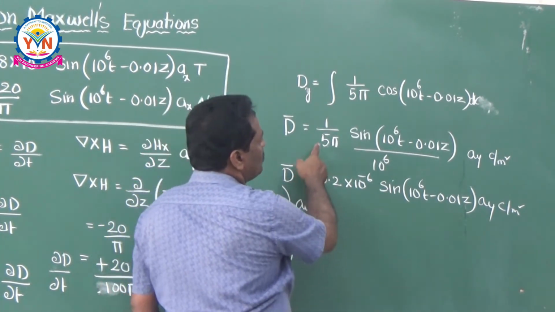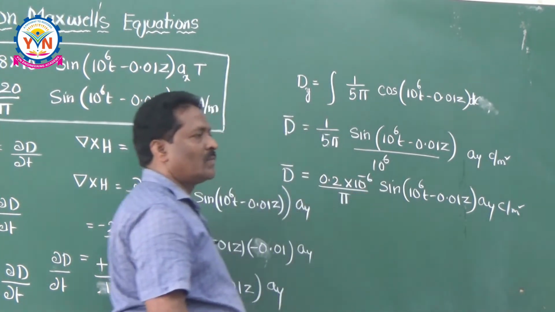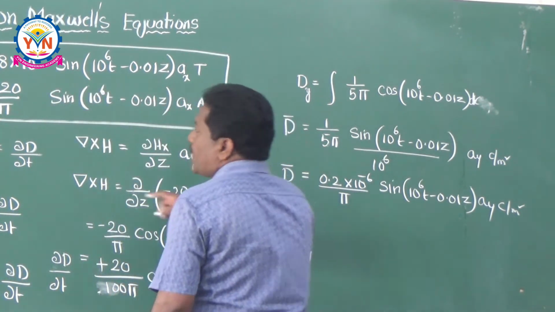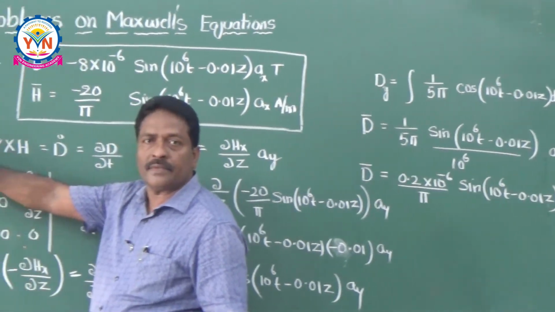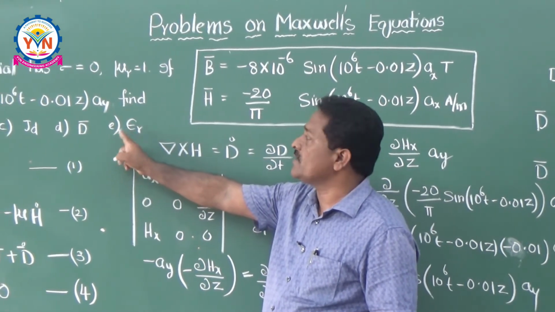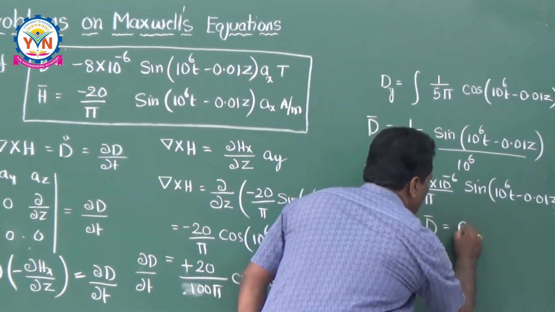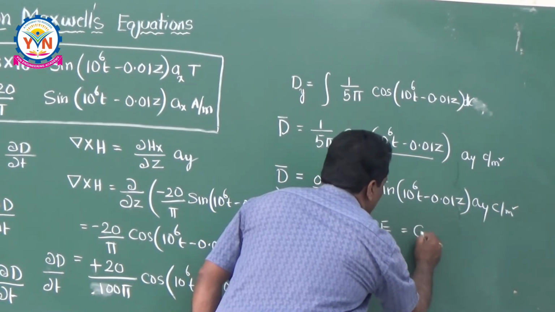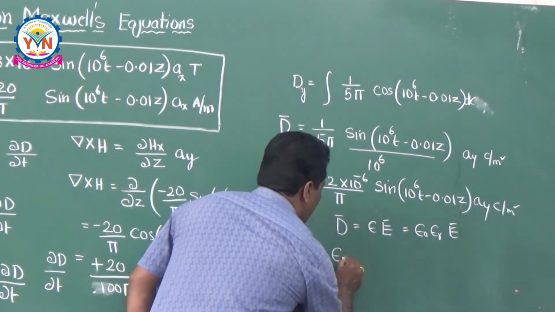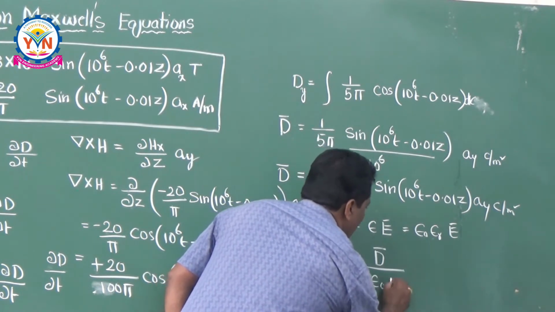So 0.2 into 10 to the power of minus 6 by pi is also there. This is pi. Okay, 0.2 by pi into 10 to the power of minus 6. Now I would like to calculate epsilon r. Epsilon r means relative permittivity. So D bar and E bar are related with this epsilon r. That's why you know D bar is equal to epsilon times E bar, that is equal to epsilon naught into epsilon r into E bar. I want epsilon r. Epsilon r is equal to D bar divided by epsilon naught into E bar.